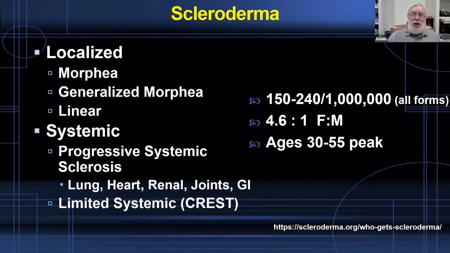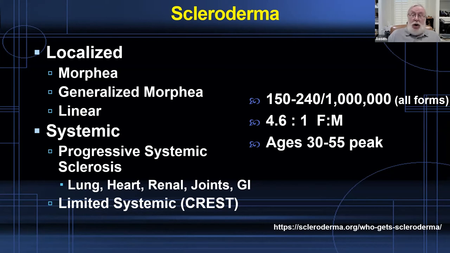We're going to close by talking just a brief bit about scleroderma, another local as well as systemic disease, right? Scleroderma can be localized, morphea. You may have generalized morphea or linear morphea and coup de sabre, usually on the forehead or in the scalp. You may also have systemic scleroderma, progressive systemic sclerosis, which can involve any or all of the organs I've listed there, and limited systemic sclerosis, CREST syndrome with calcinosis, Raynaud's, esophageal dysmotility, sclerodactyly, and telangiectasia.